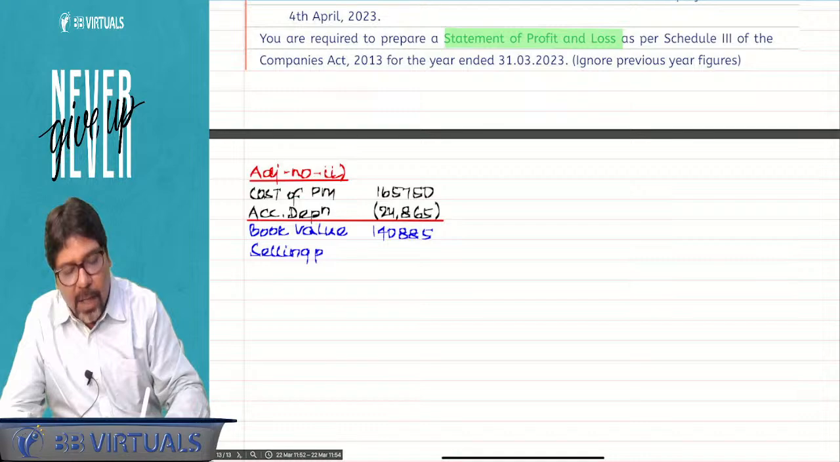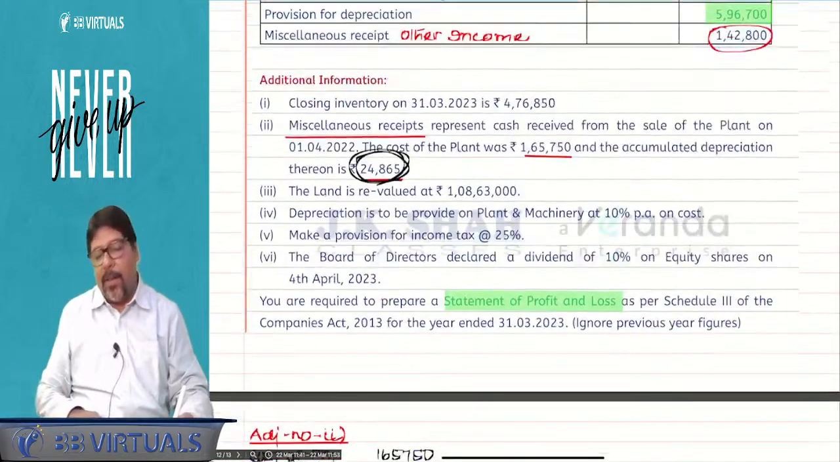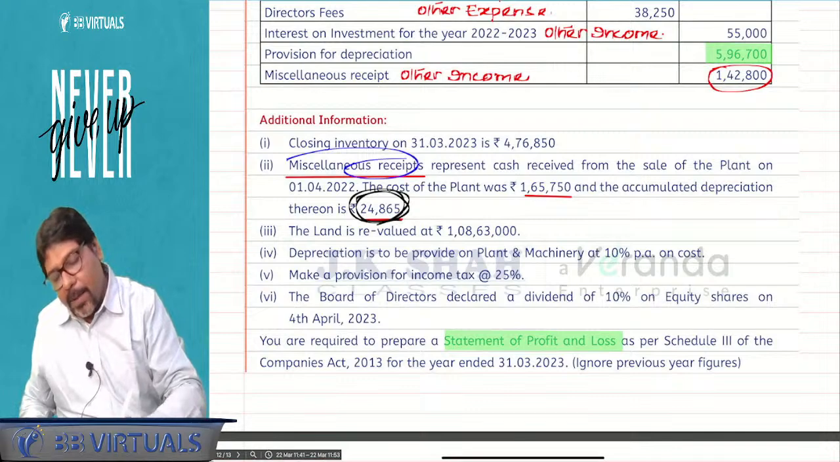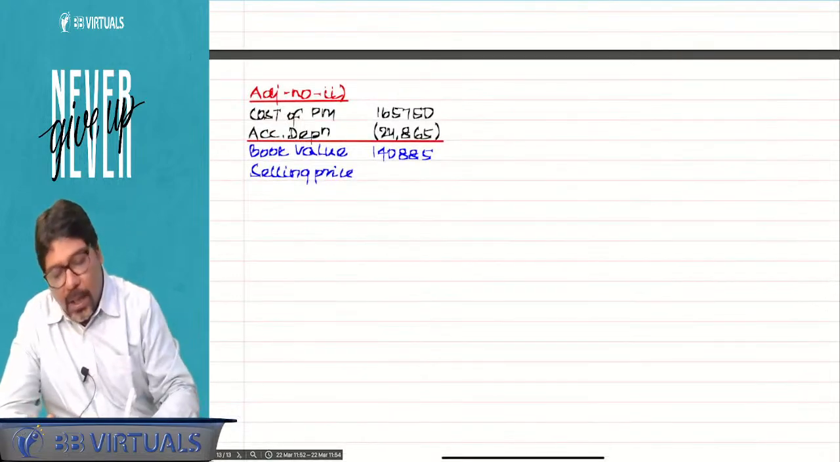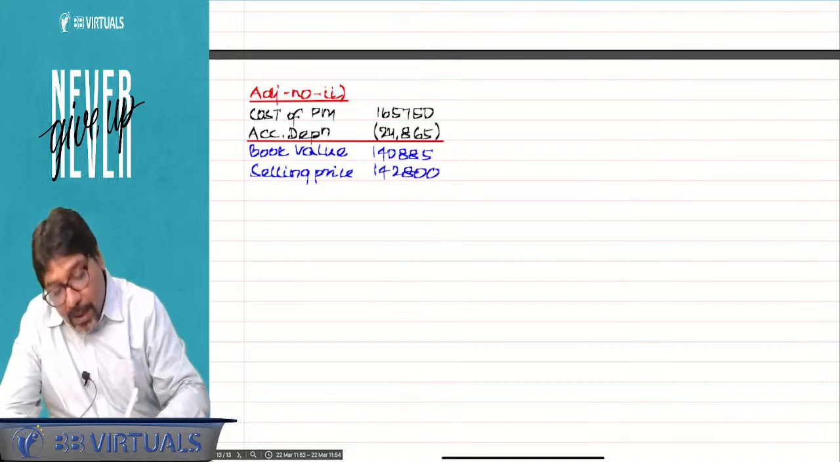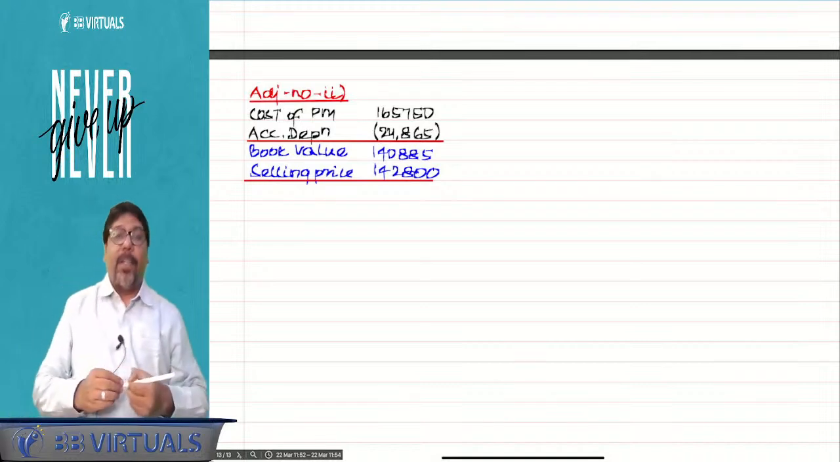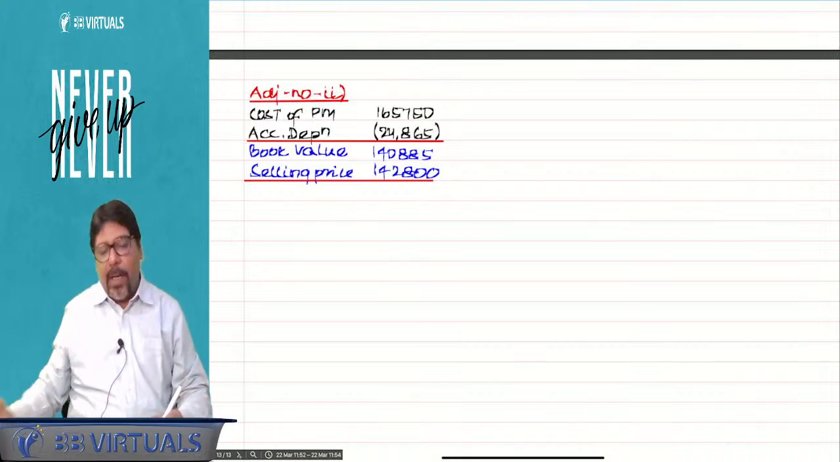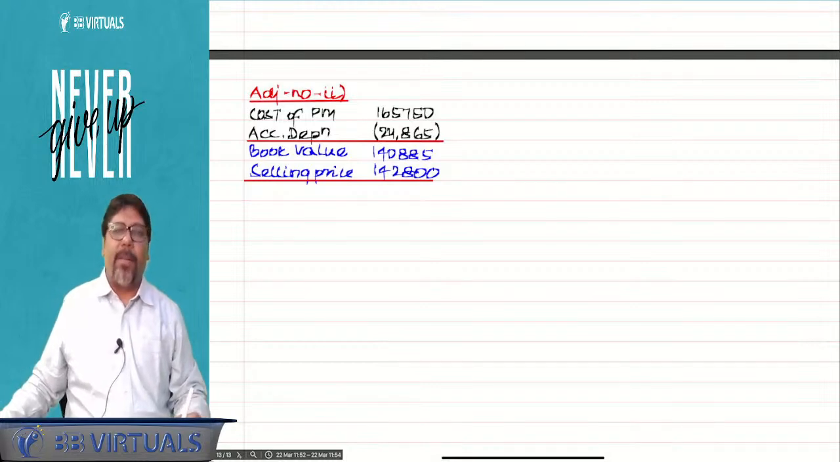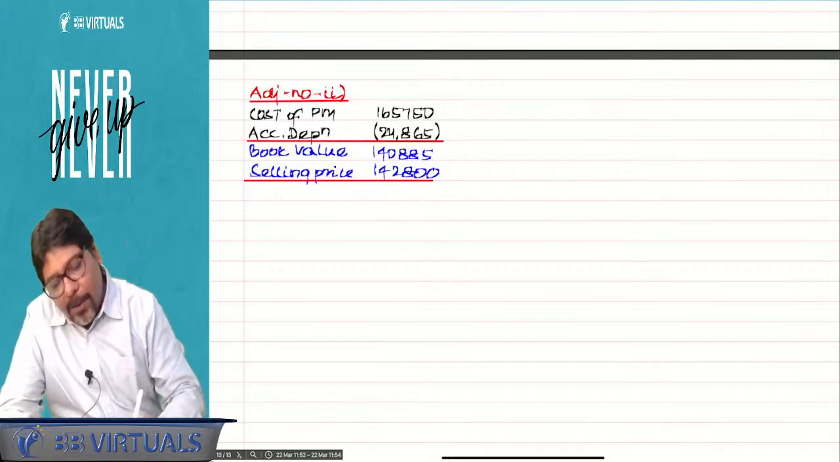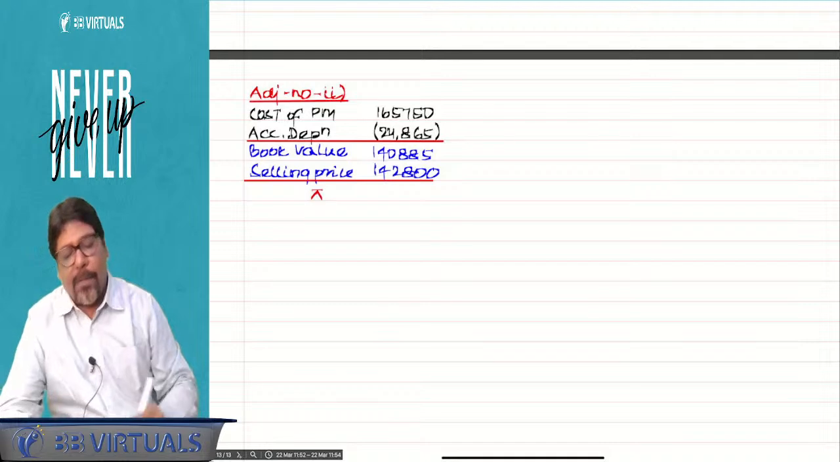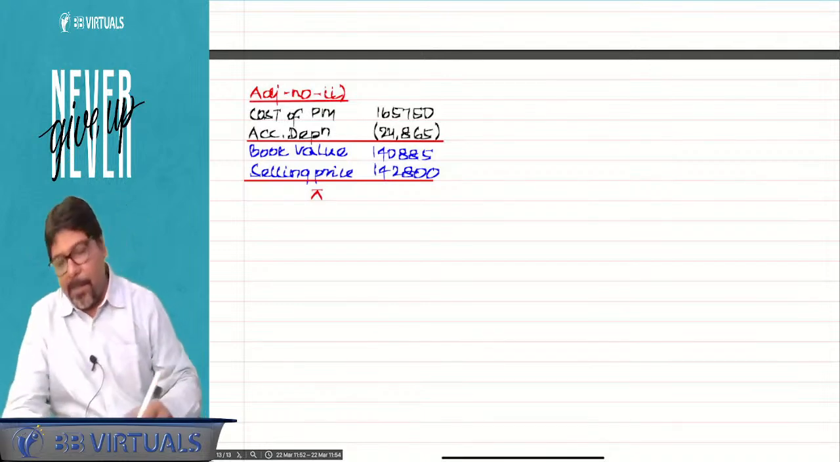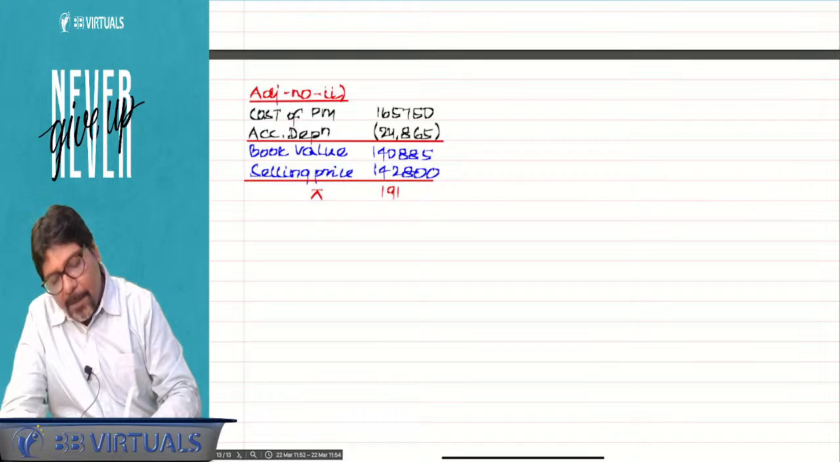And what is the selling price? Sir, from where will we get the selling price? It is given over here. Miscellaneous receipts represents cash receipts. How much cash is received? 142,800. Therefore 142,800 is my selling price. And book value is 148,885. Did you make a profit or loss? How much? 1915.